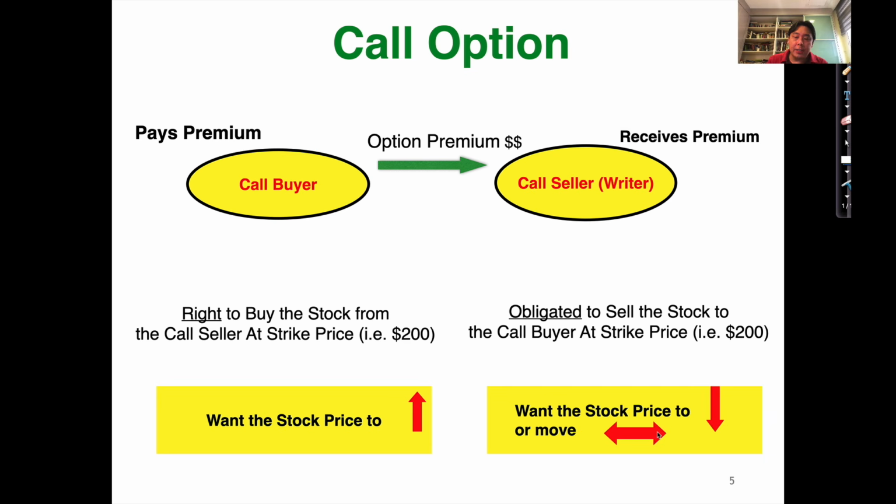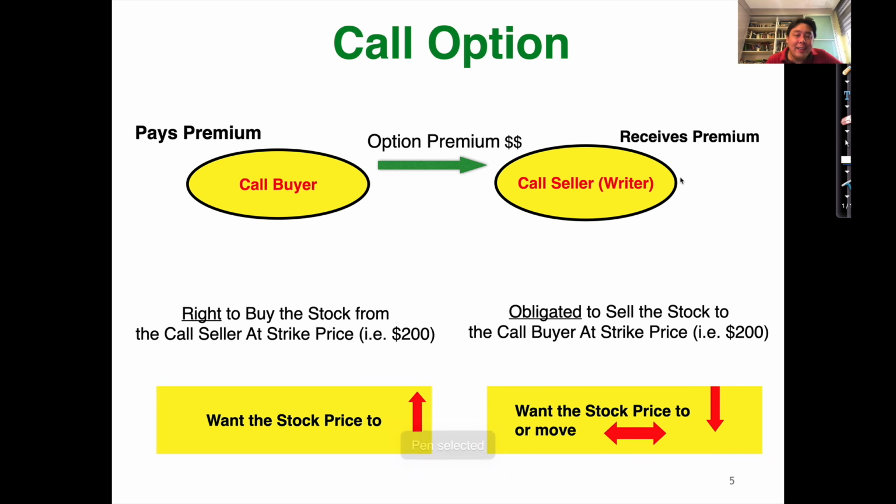Why? What happens if the stock price goes sideways, like it stays at $200? What will happen to the call option? If the stock price stays at $200, the call option will eventually expire worthless. And once it expires worthless, the call seller is no longer obligated to sell the shares. Yes, I'm free of my obligation. And the call seller simply keeps the premium. Same thing, if the stock price goes down, the call option becomes worthless, and the call seller says, good, it's now worthless. I sold you something that became worthless. I'm no longer obligated, and I just keep the premium that I got from you.